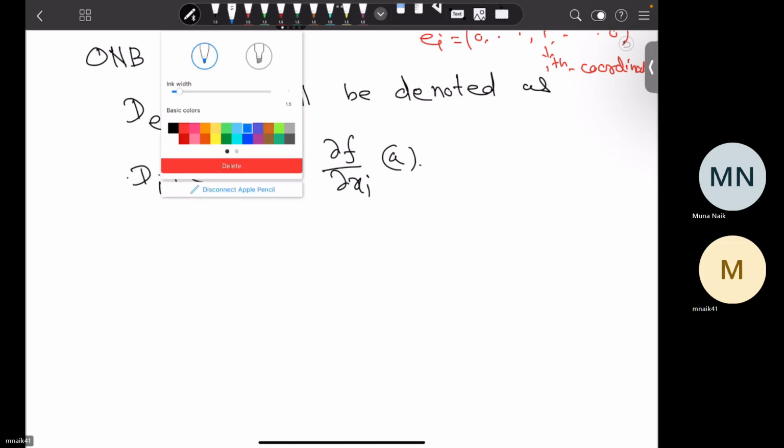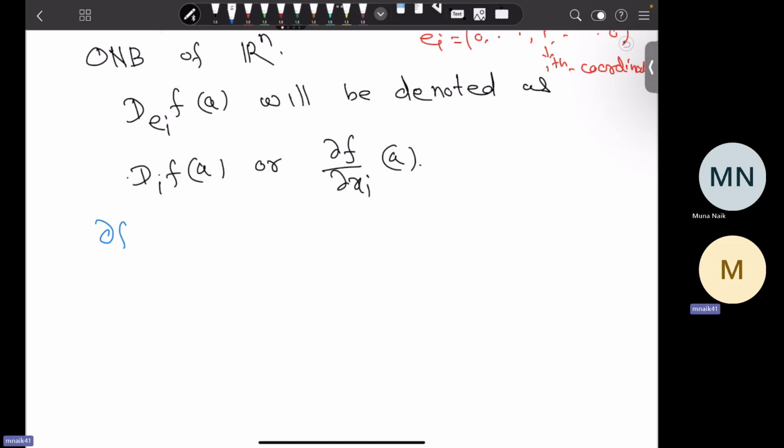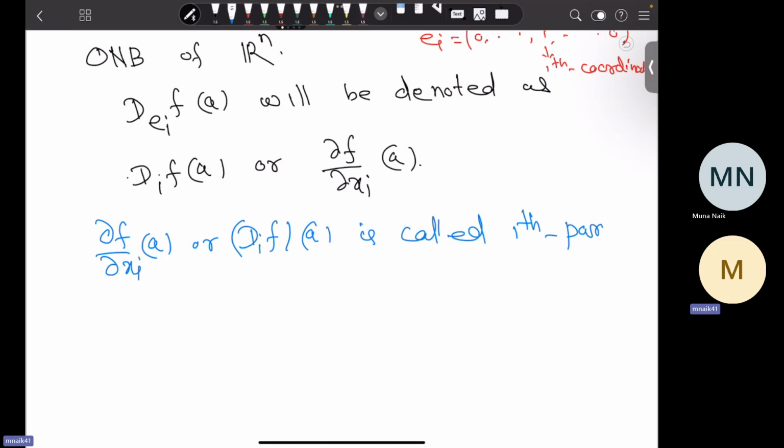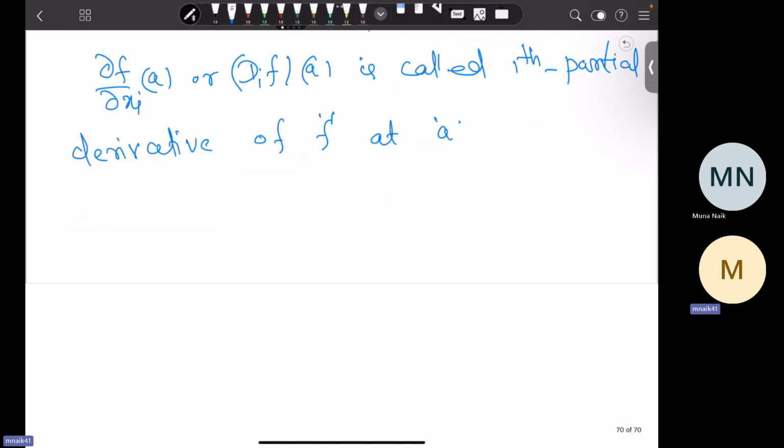So del f by del xi at a, or this D_i f at a, is called the ith partial derivative of f at a.